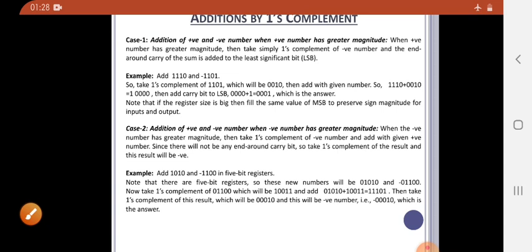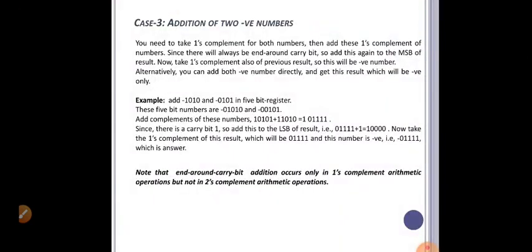So always keep in mind, there are three cases. In first case, addition of positive and negative numbers when positive number has greater magnitude. Second case, addition of positive and negative numbers when negative number has greater magnitude. Last case is what? Addition of two negative numbers. In this, what will happen? You need to take ones complement of both numbers. Here you have to take the ones complement of both the numbers.